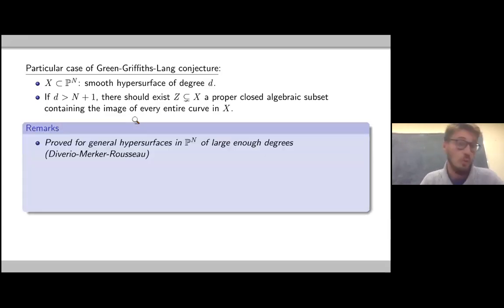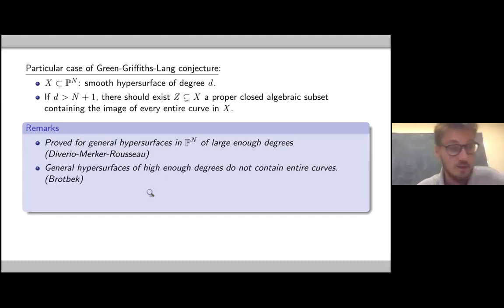So what we know about it so far: it was proved for general hypersurfaces in Pn of large enough degree. Here the degree is actually exponential in n, so we are very far from the optimal one. And what does it mean to be general? It means that if we fix a degree, we consider the parameters that define the hypersurface of that degree, and for a Zariski open subset of this set of parameters, the statement holds. And this is due to Diverio, Merker, and Rousseau.